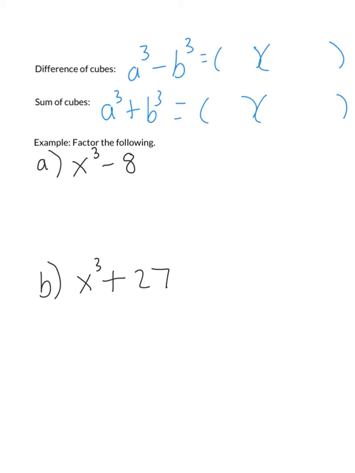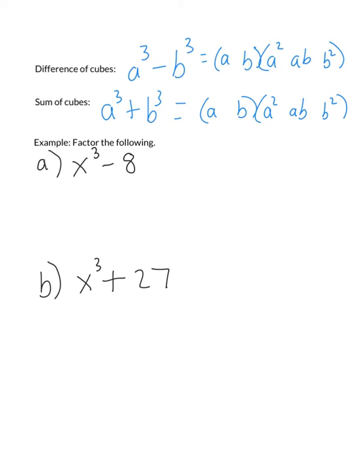For both of these answers, after the equals bar, you're going to have A first, then B next, and then beginning the second set of parentheses, you'll have A squared. Then in the middle, you'll have A times B for both, and you'll have B squared last.